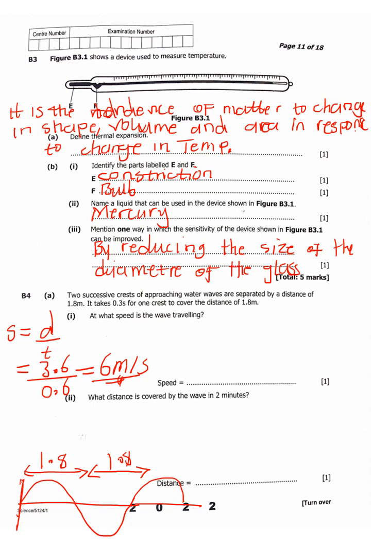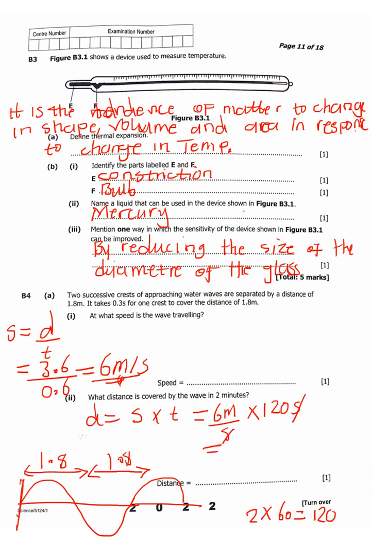So if we make D the subject of the formula, distance is equal to speed multiplied by time. We have the speed we have calculated, which is 6 meters per second, times time. Now 2 minutes must be converted into seconds. So 1 minute is equal to 60 seconds. So 2 times 60, we get 120. So times 120 seconds. So we cancel the seconds here.